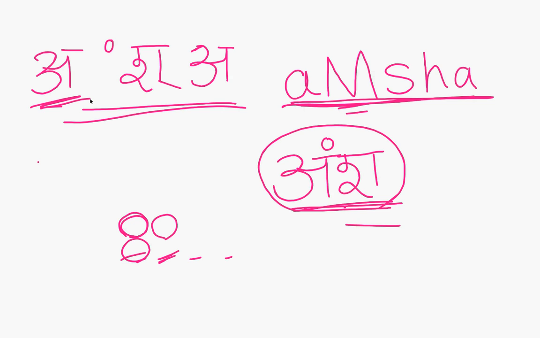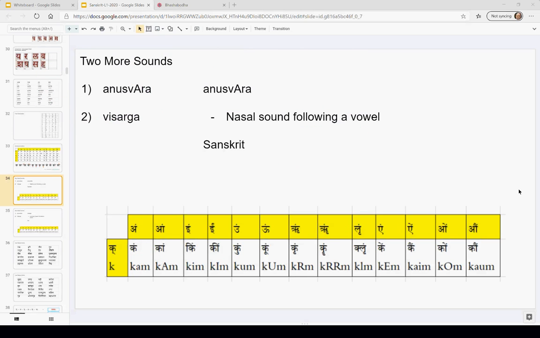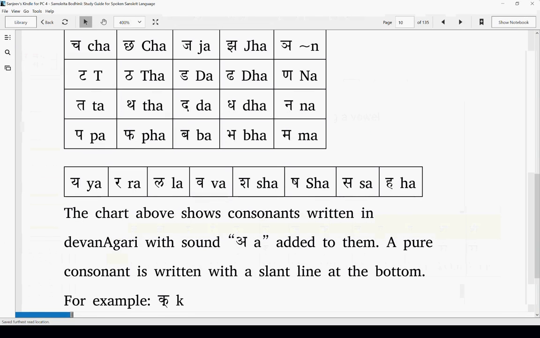Okay. Anuswaras are best heard with the last line of the consonant series. Which is the last line that we saw, right? What is the last line? The last line is ya, ra, la, va, sha, sha, sa, ha. So if there is an anuswara before these, then it is very clear to understand.